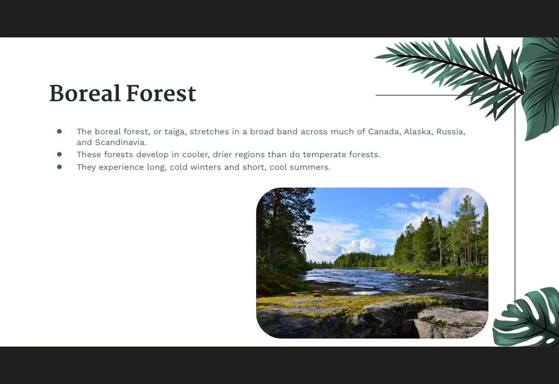All right, the next type of biome we're going to look at are the boreal forests. So the boreal forest, or taiga, stretches in a broad band across much of Canada, Alaska, Russia, and Scandinavia. So this is near the northern polar ice caps area. So not all the way into that region, but near the north. So these forests develop in colder, drier regions than temperate forests do. So it's going to be much colder and drier. They experience long, cold winters and short, cool summers.